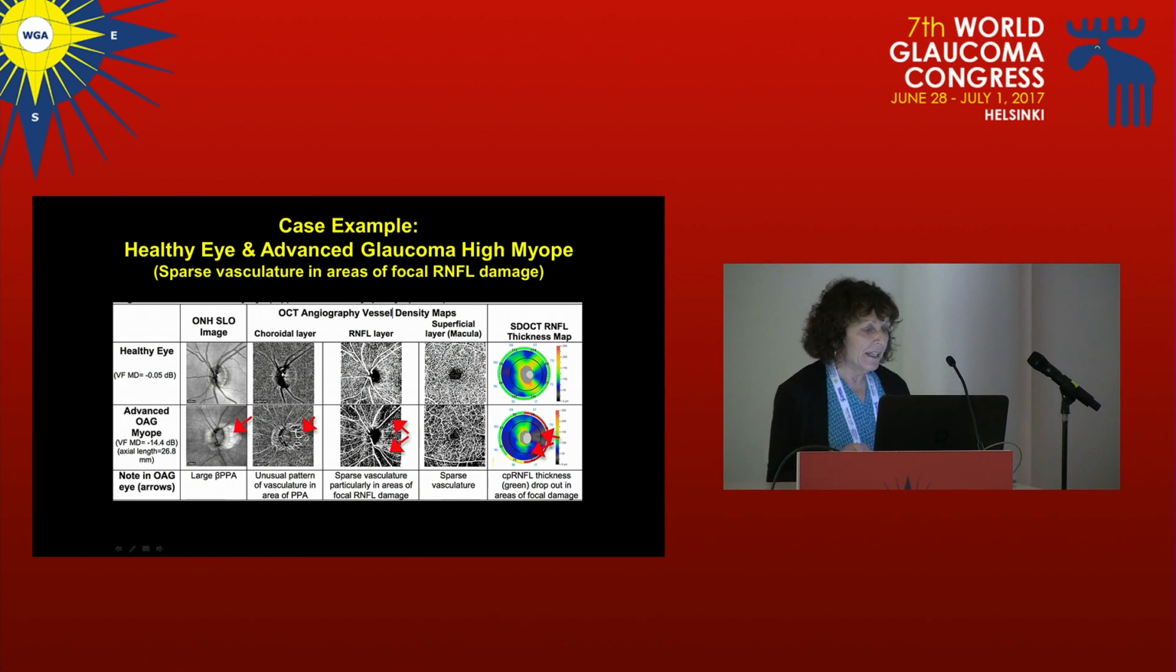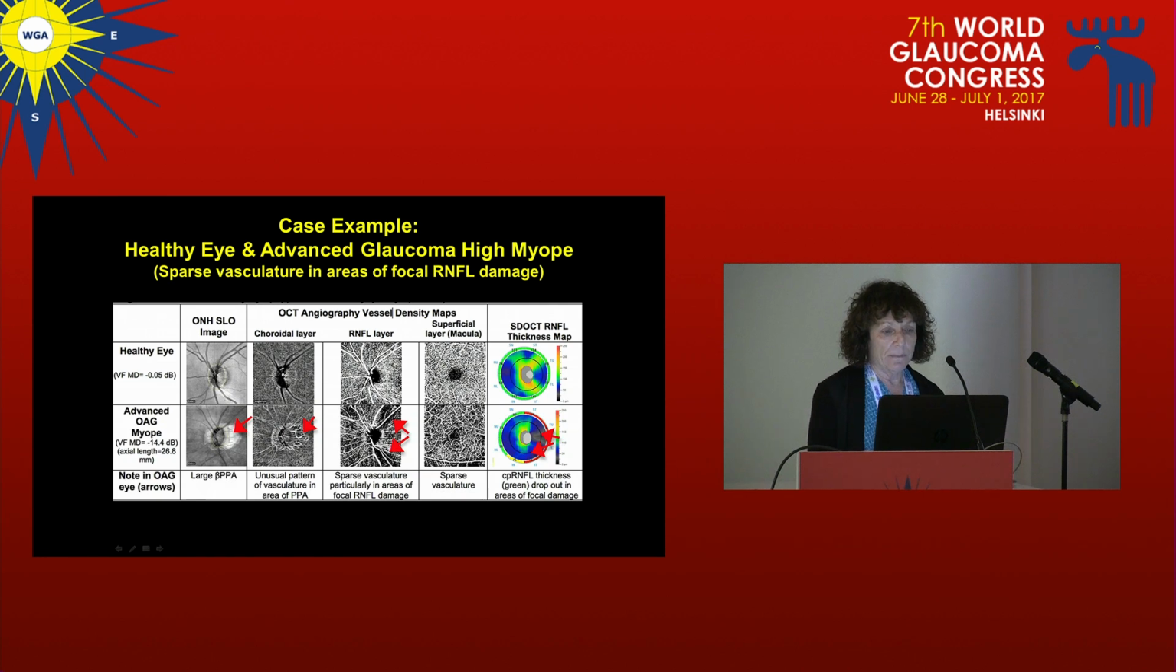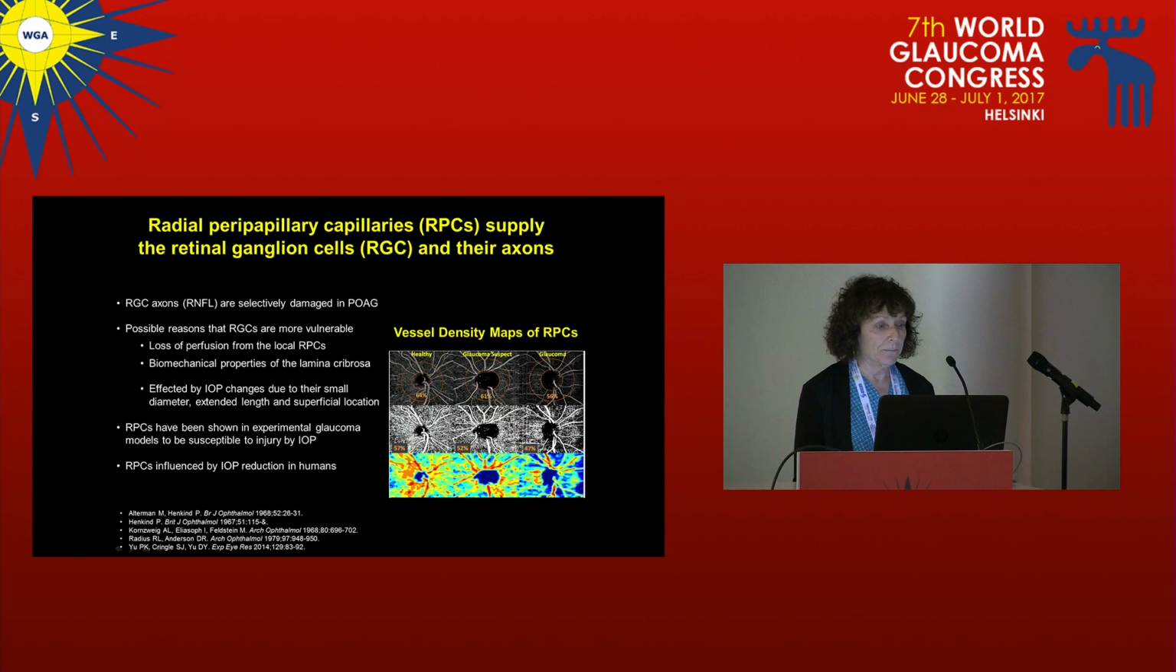So here's a case. The top row is a healthy eye. We can see the choroidal layer now with the new projection artifacts resolved. We might be able to see this more often. The nerve fiber layer, superficial macula, and nerve fiber layer thickness show no signs of damage. On the second row is an advanced glaucoma eye, which happens to be a high myope, with peripapillary atrophy. In the choroidal layer you see the tortuosity of the vessels. You see clear vascular dropout in the areas where there's a nerve fiber layer defect on the far right column, and you also see in the macula sparser vessel density.